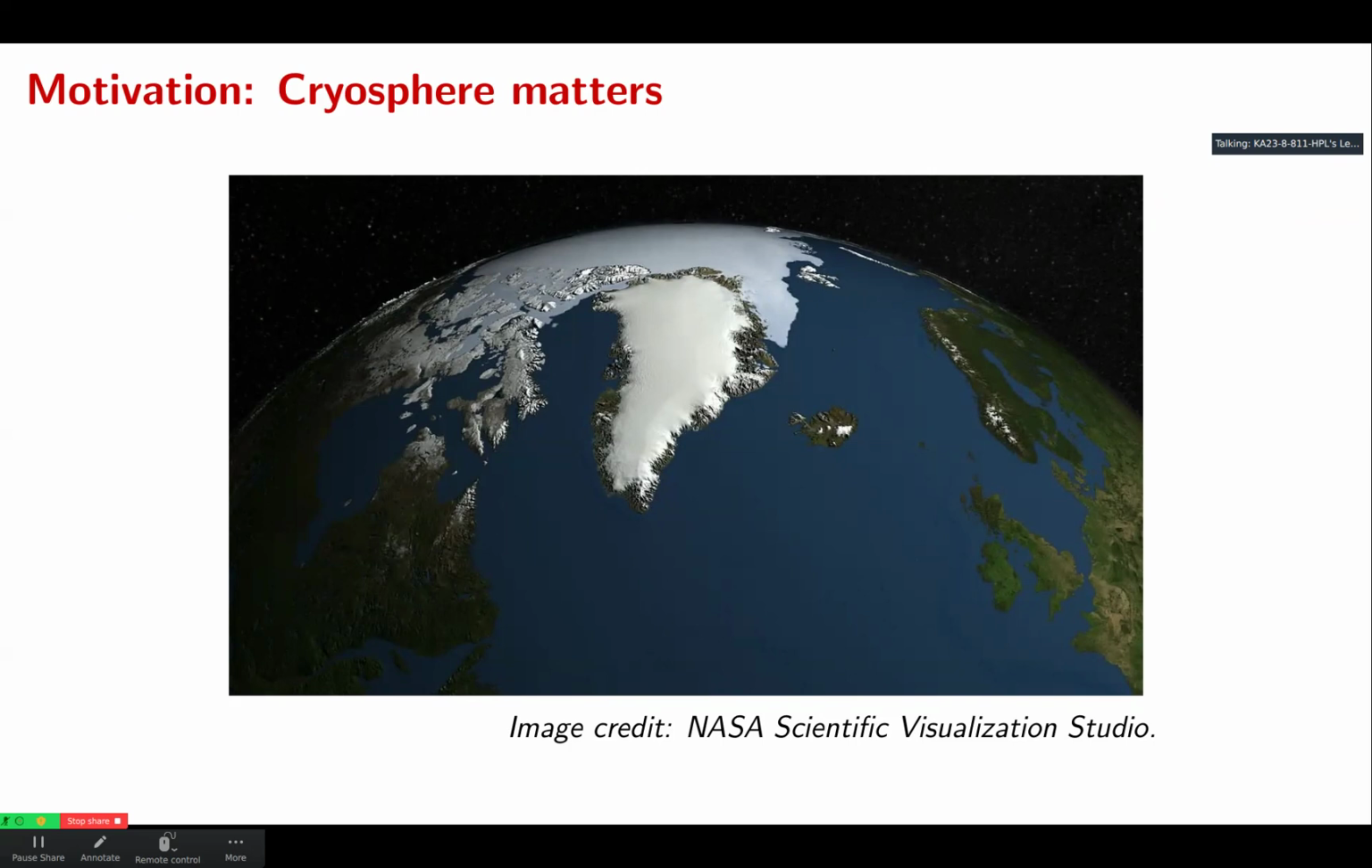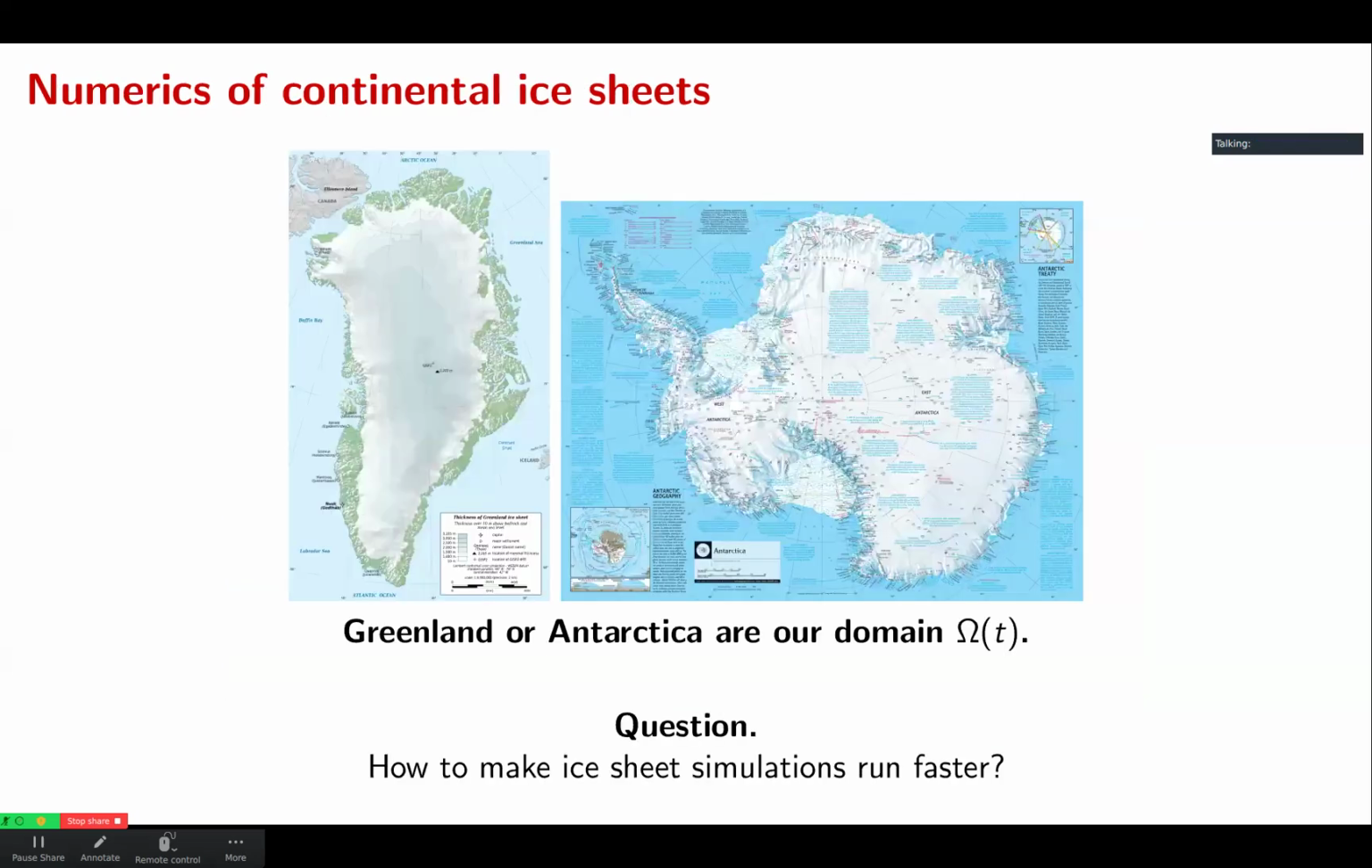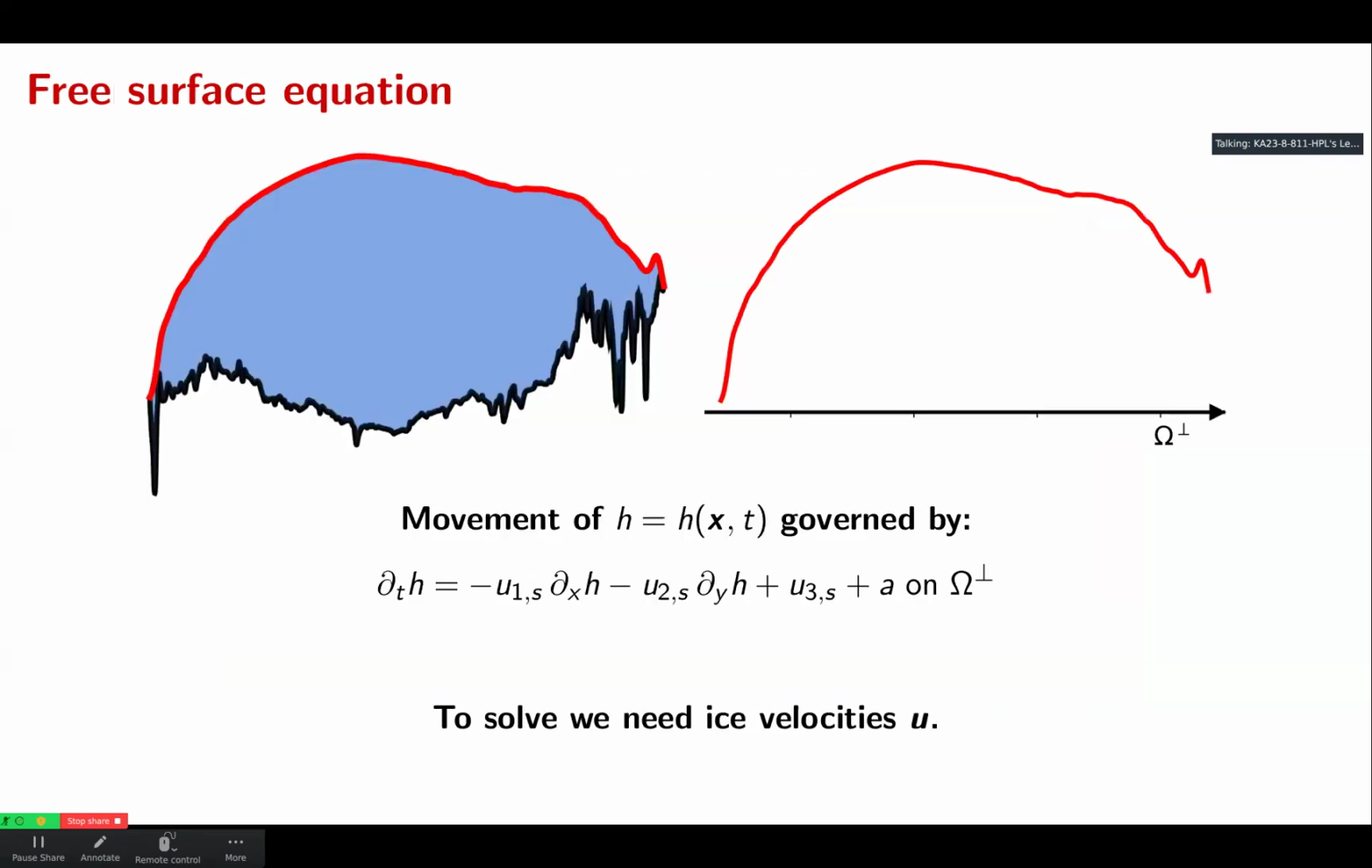So we are interested in the cryosphere. The cryosphere are all regions around the globe that are covered in ice. So you can think about Greenland, for example. That's a continental ice sheet. Okay, so Greenland and Antarctica are our computational domain. And the main question is how to make ice sheet simulations run faster.